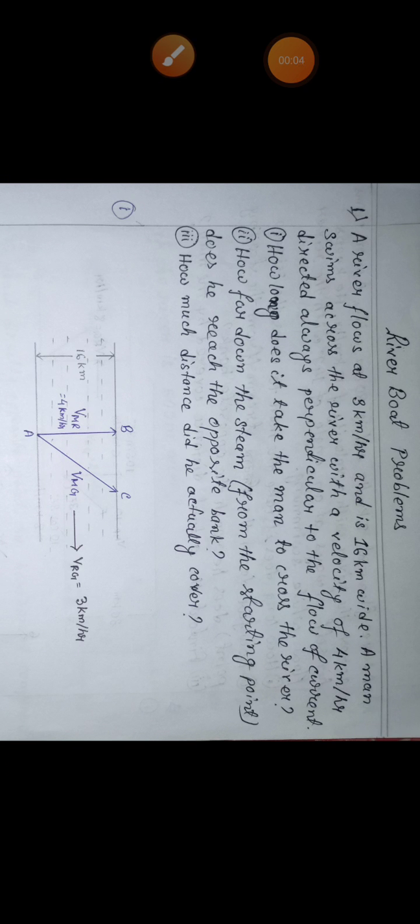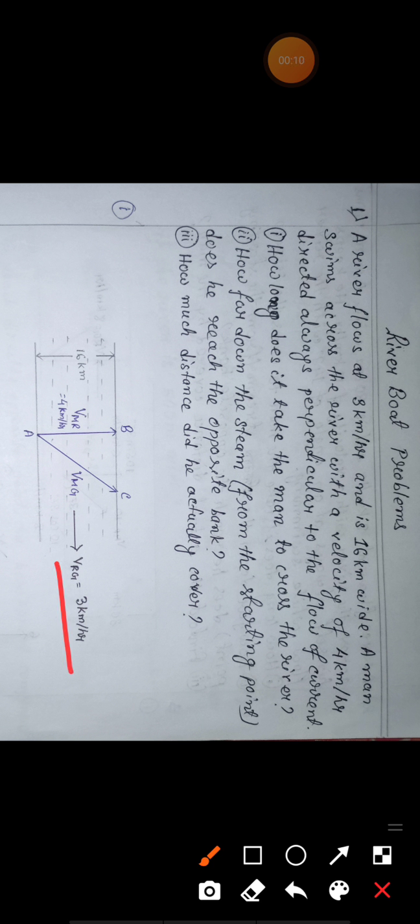So first question is that a river flows at 3 km per hour and is 16 meter wide. So the velocity of the river is given how much? 3 km per hour, and the width of the river is 16 km. Okay. A man swims across the river with a velocity of 4 km per hour. So the velocity of the man is how much? 4 km per hour. Directed always perpendicular to the flow of current.